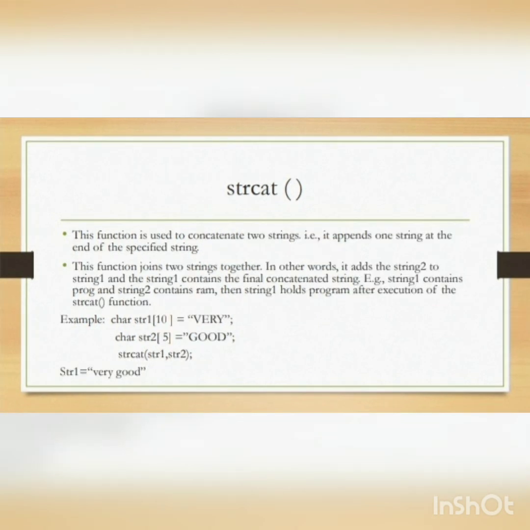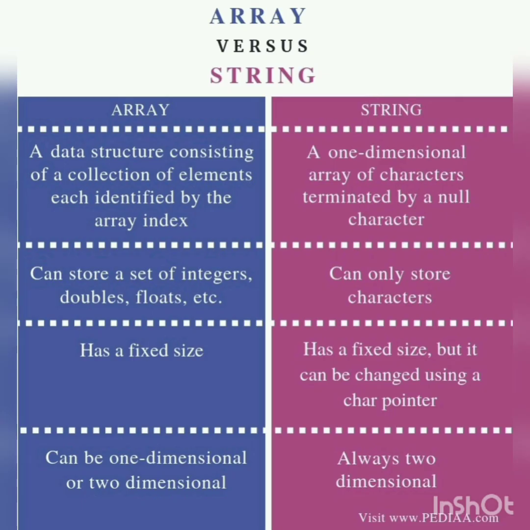strcat. This function is used to concatenate two strings. That is, it appends one string at the end of the specified string. It joins two strings together. Its syntax is as shown in the presentation.